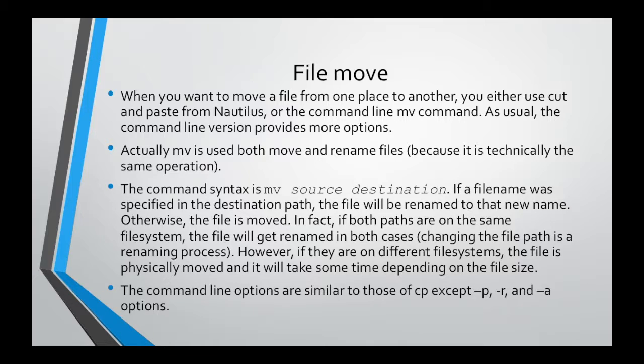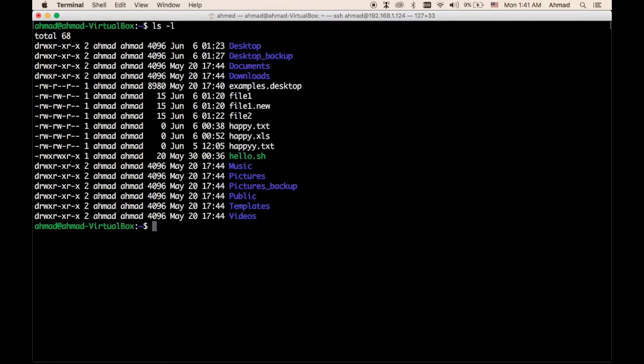Let's think about it. Actually, moving one file from one location to another on the same file system is effectively just renaming it. Let's have a look. Now let's say I want to rename file 1 to be file 3, for example. I will use mv for move file 1, then I'm going to pass in the new name, file 3. So mv here is effectively renaming the file.